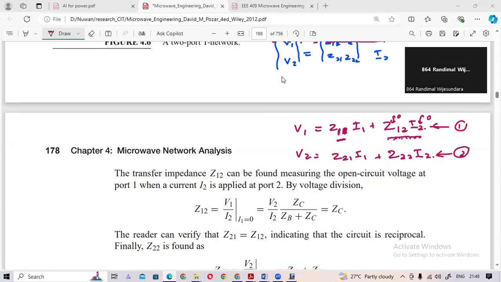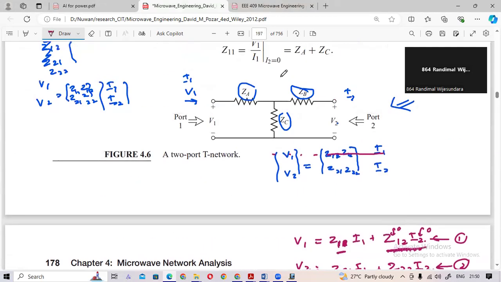So actually, if we need to get rid of this one, what do you have to do? This Z12 we can't say is 0 or 1, because we have to find it. But we can make this I2 0. How to make this I2 0? I2 is the current here, from here. If you want to make this I2 0, what do you need to do?